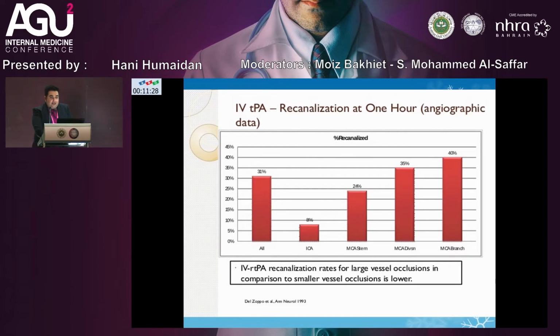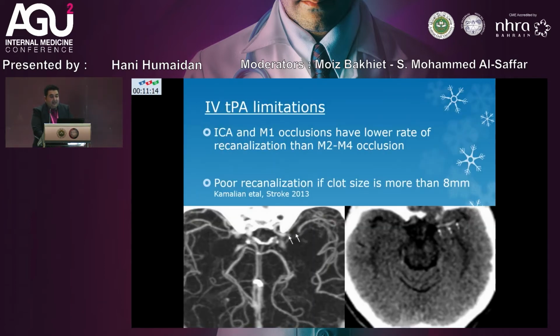This is recanalization after 1 hour with IV TPA. You can see it's variable. If it's more proximal, like an ICA or proximal MCA, it is between 8 and 24%, versus when it's in a branch, up to 40 or 50%. So IV TPA has limitations.